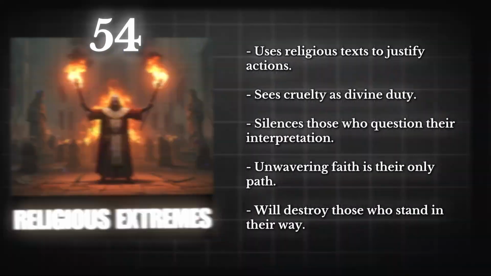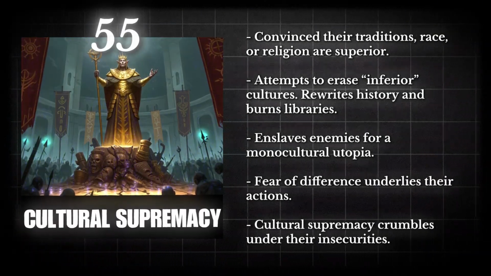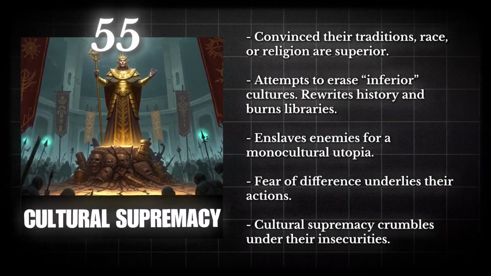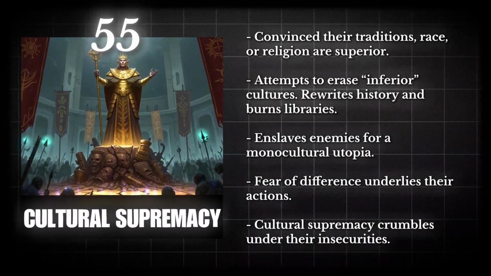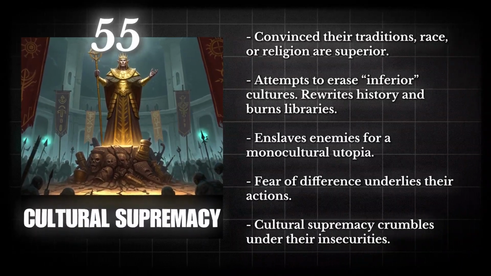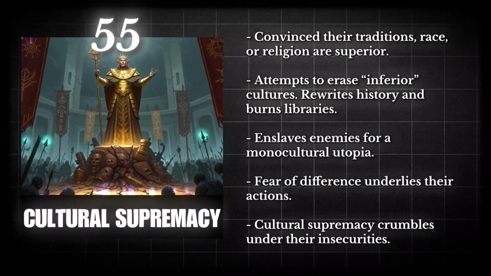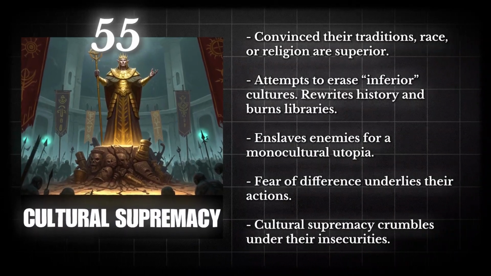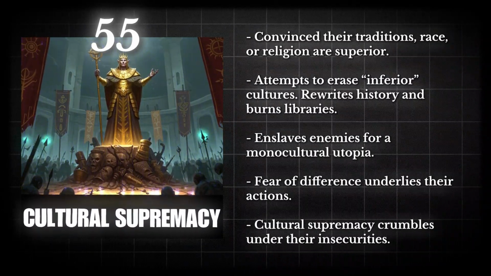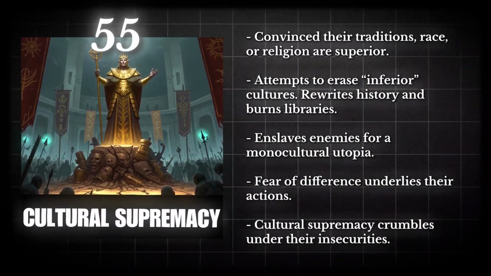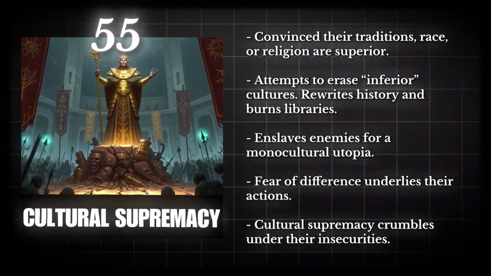55. Cultural supremacy. Convinced that their traditions, race, or religion are superior, the villain attempts to erase what they deem inferior cultures. They rewrite history, burn libraries, and enslave enemies to create a monocultural utopia. But underneath their aggressive efforts is a fear of difference. Their cultural supremacy is merely an act that crumbles under the weight of their insecurities.